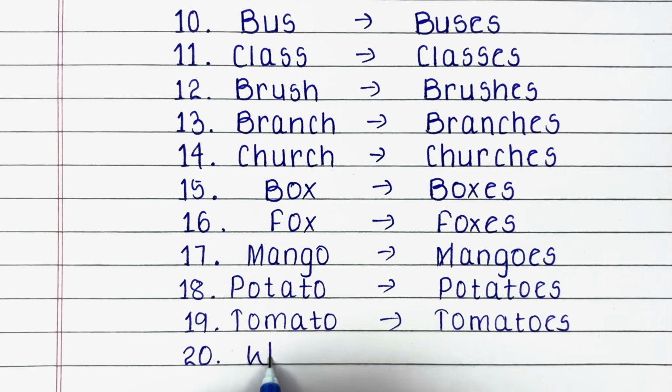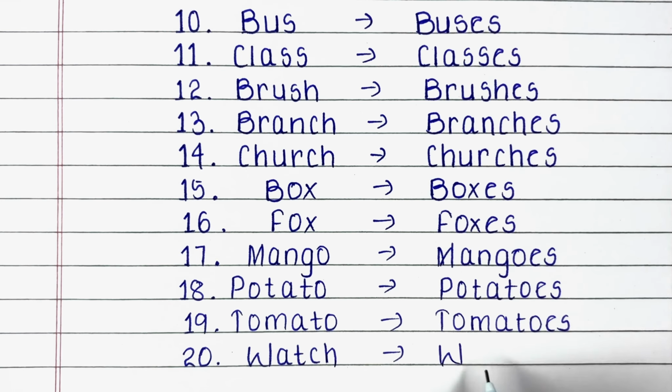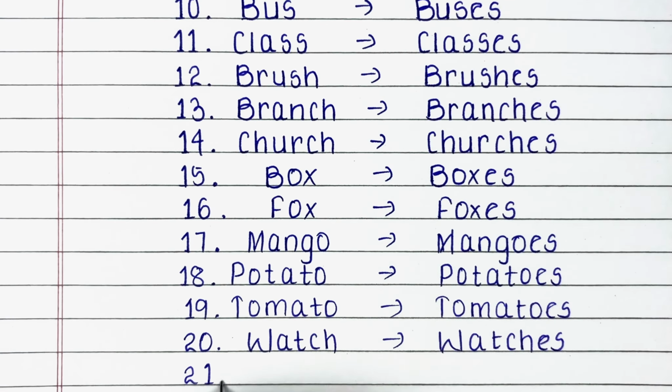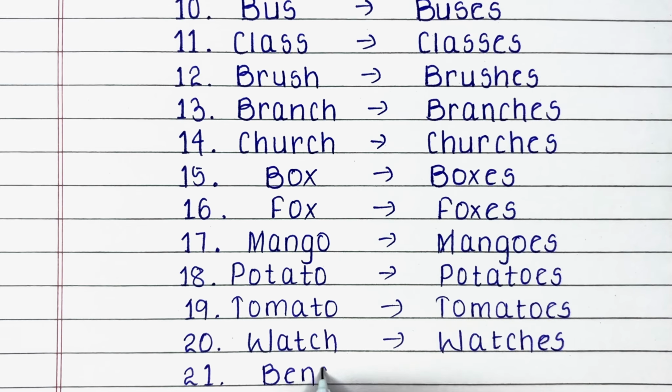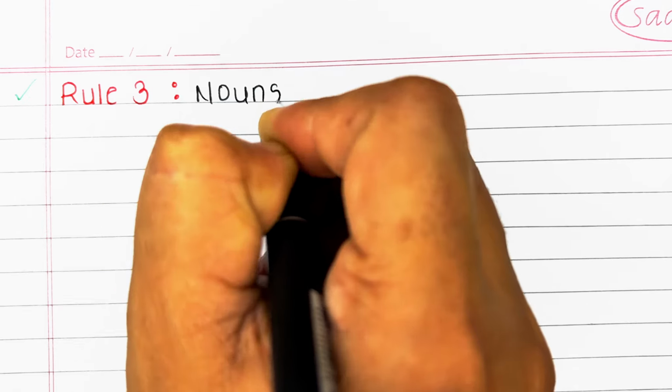Next word is watch. Now, notice this word. W-A-T-C-H. What does the word end with? C-H. So, how do we convert it into plural? We will add es at the end. So, the plural form of watch is watches. Similarly, what will the plural form of bench be? Yes, please comment down below the answer. Of course, the plural form of bench will be benches.